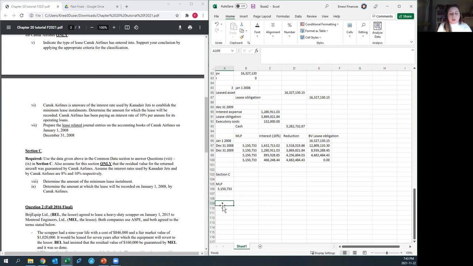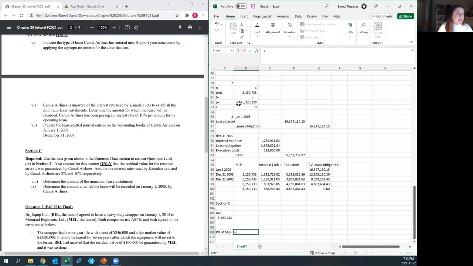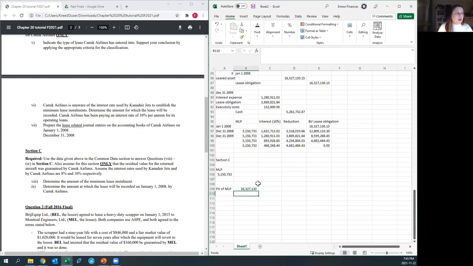So they're going to have their present value of the MLP, which is the same as what we found earlier, the 16.32 million. But they're also going to add to that their PV of the guaranteed residual value, which wasn't there earlier. So the PV of the 4 million, which is at 10%. Payment 0, 4 million, end of period.